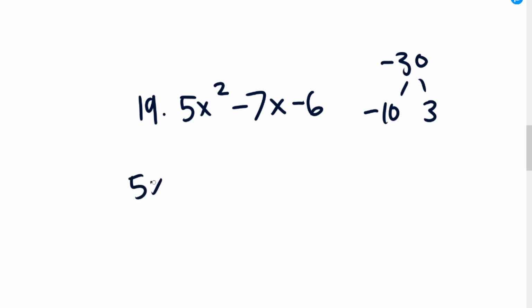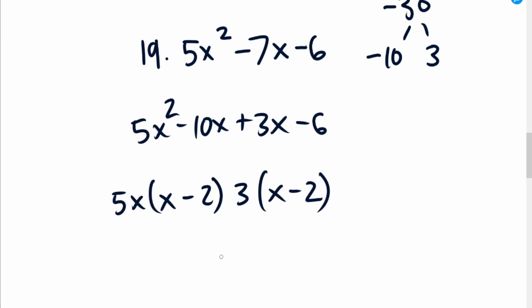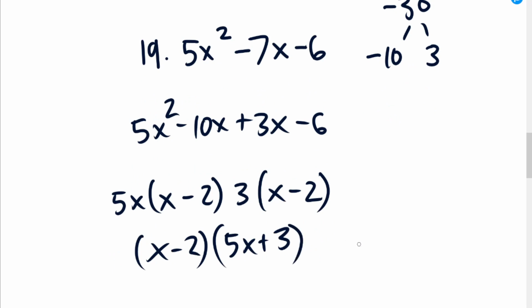So we'll do 5x squared minus 10x plus 3x minus 6, and we can do factoring by grouping again. These terms have a 5 and an x in common, so I'm going to take a 5x out, leaving us with x minus 2. And then these have a 3 in common, so I'll take out a 3, leaving us with x minus 2. Then we can do x minus 2 times 5x plus 3. That would be factored.